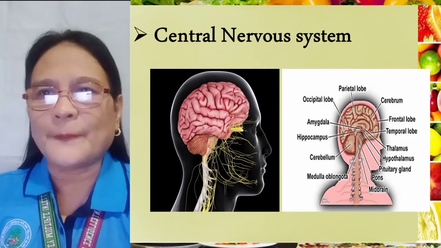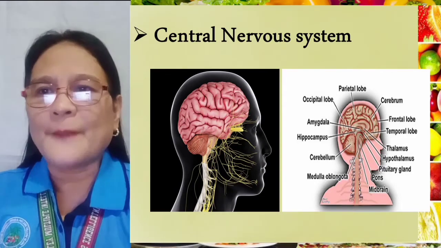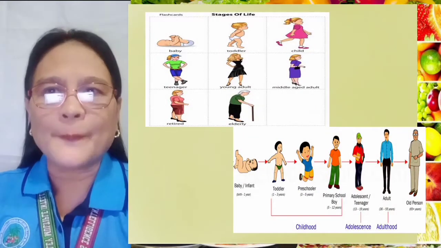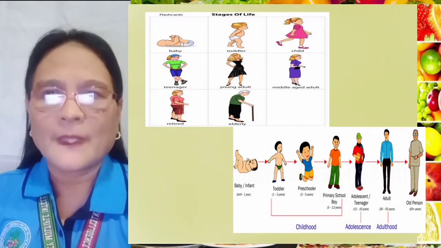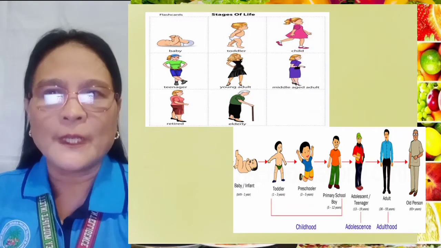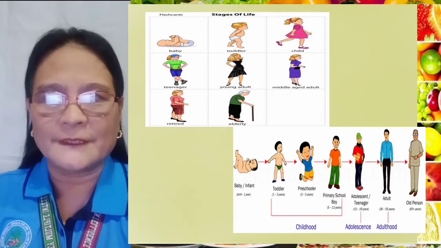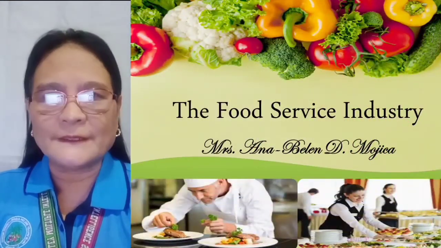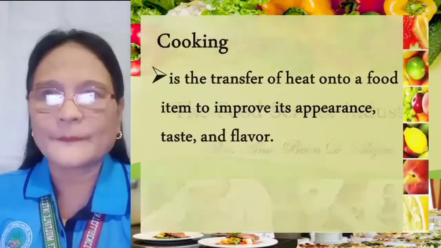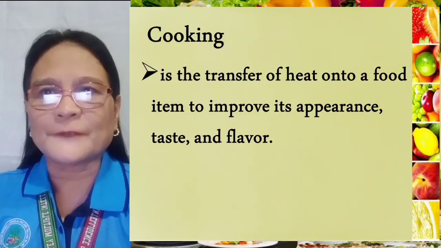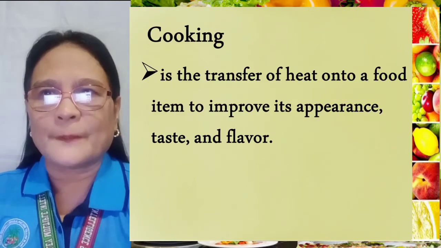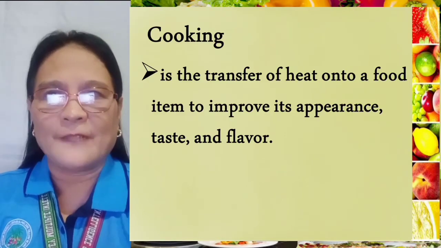Food builds and repairs body tissues. The best example that food builds our body tissues is the process that we grow. The best example that food repairs our body tissue is the healing of wounds. In the food industry, food undergoes the process of cooking. Cooking is the transfer of heat onto a food item to improve its appearance, taste, and flavor.